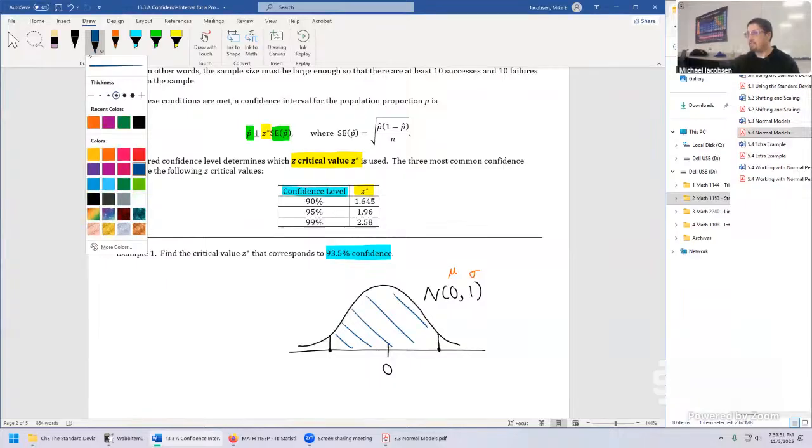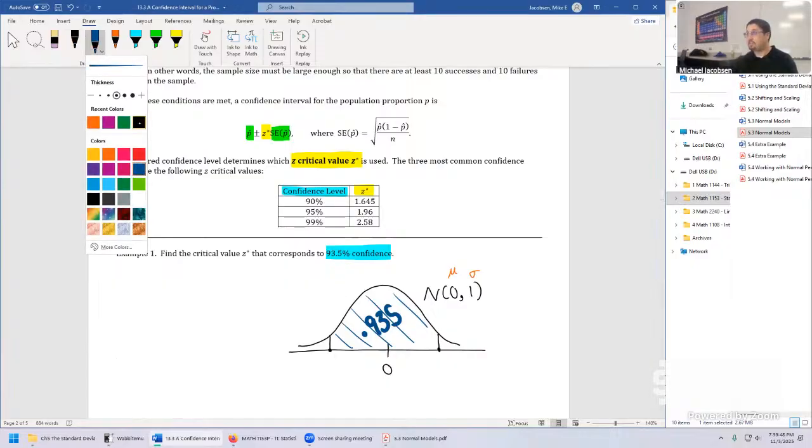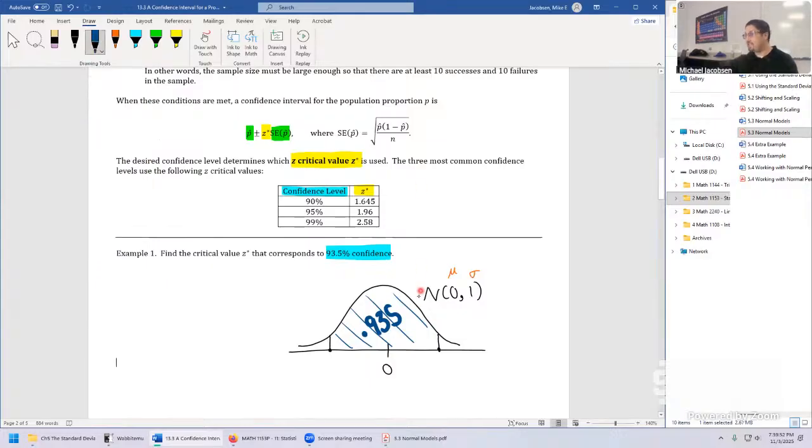Make that a little bit bigger. So this is now 0.935 for the central area under this curve. Keep in mind, don't forget that whatever this number is has to be written as a decimal number. And some people's calculators could handle this number just as it is.